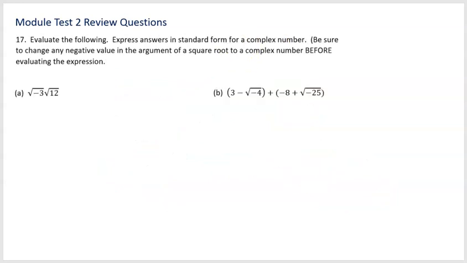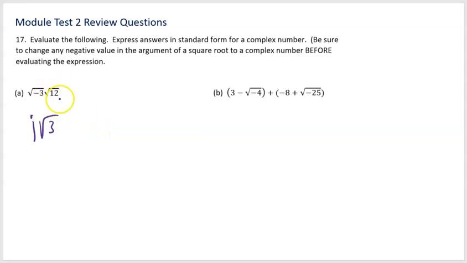For problem 17, we're working with complex numbers. And when you work with complex numbers, what you're supposed to do is simplify any negative under a radical. Remember, that's an i value. So this negative square root of 3 right here, square root of negative 3, I'm going to take the negative out, and that's an i. So I have i square root of 3.